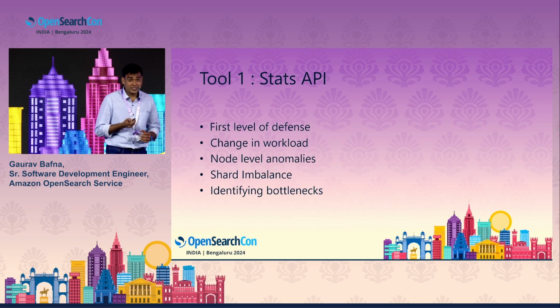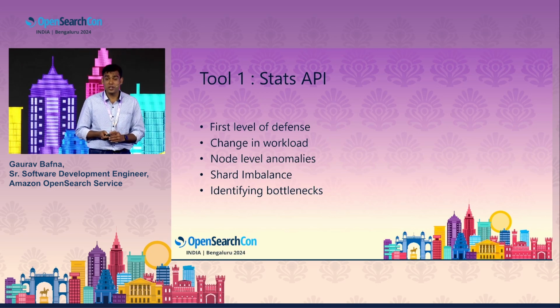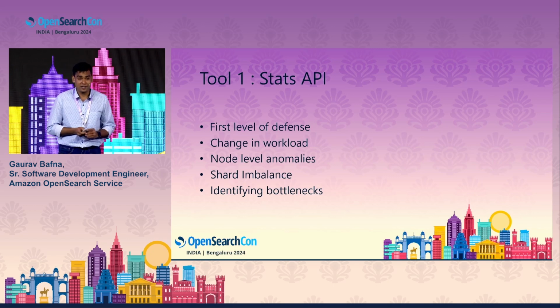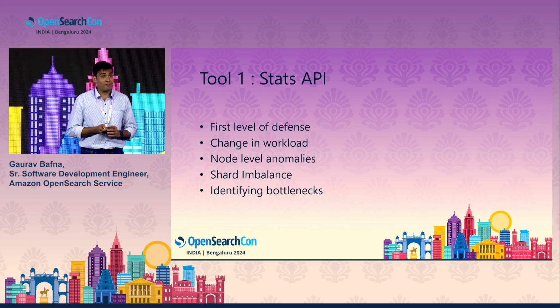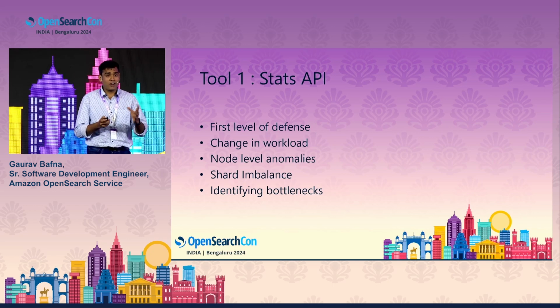So what is the use of the stats API? This is the first level of defense, right? Any problem, you turn to your stats API wherever you are storing it. It is very useful when we want to determine if there is any change in workload or any node level anomalies. Let's say one node has a slow disk, right?